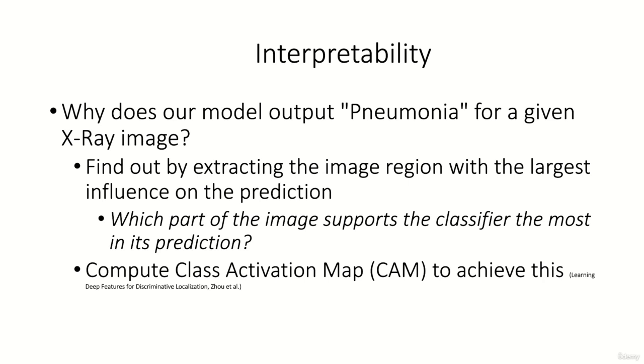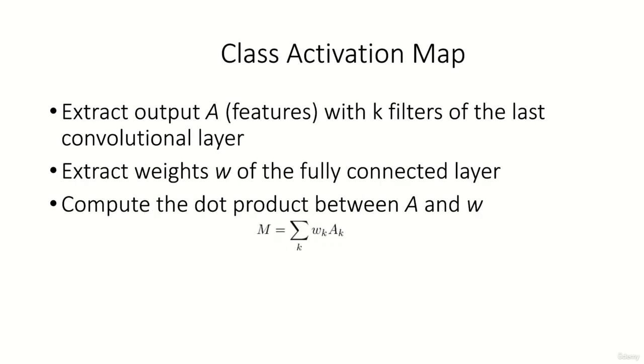Or in other words, we need to find out which part of the image supports the classifier the most in its prediction. One way to achieve this is to compute the class activation map as proposed by Zhou et al. in their paper Learning Deep Features for Discriminative Localization. The class activation map is computed in the following way. At first, we need to grab the output of the last convolutional layer. So instead of only storing the prediction, we also store the output of the last convolution in the network. Those values are called features.